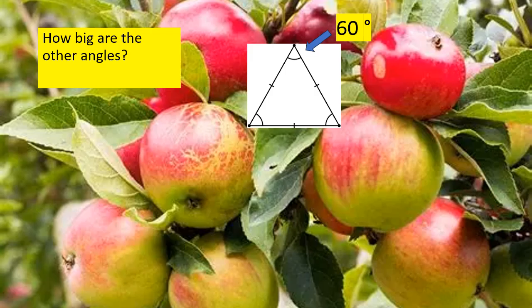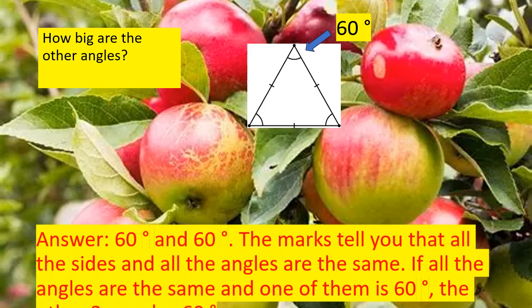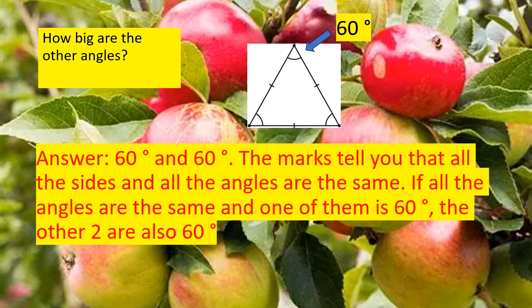So in the picture, you can see it tells you that one of the angles is 60 degrees. How big are the other angles? And the answer, they are 60 degrees and 60 degrees. The marks on the sides tell you that all the sides and all the angles are the same. If all the angles are the same and one of them is 60 degrees, the other two are also 60.